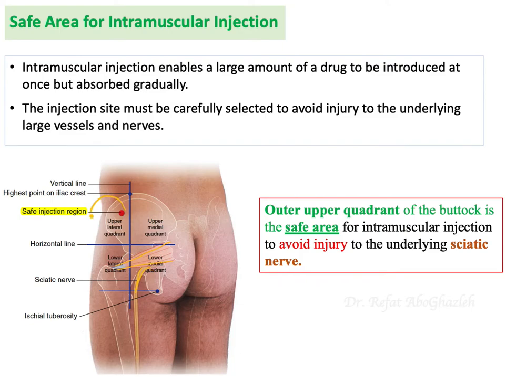So you have to move to the outer upper quadrant. So this is the safest quadrant, the safest area away from the sciatic nerve, for the intramuscular injection. So you're going to avoid injury to the sciatic nerve. So this is the location of injection.